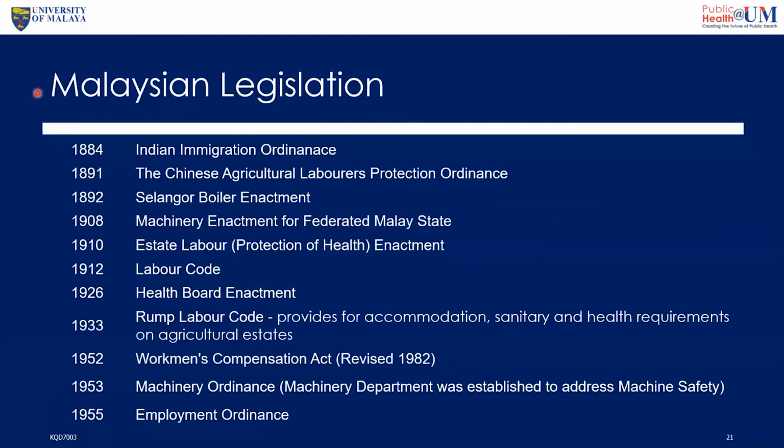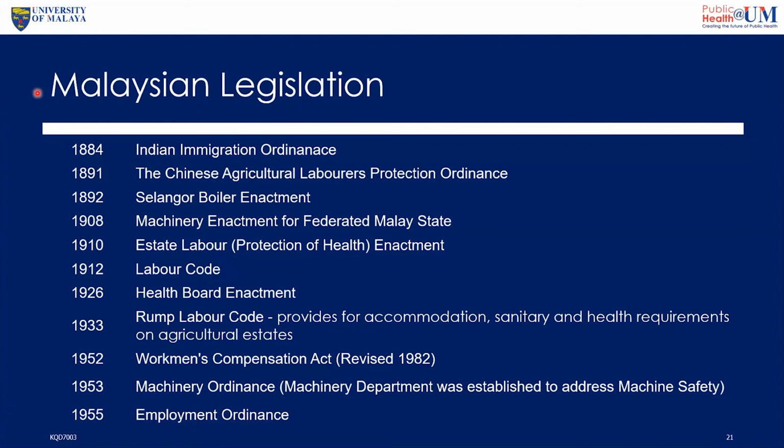So in Malaysia, we have what we call the Indian Immigration Ordinance, the Chinese Agricultural Labourers Protection Ordinance, Selangor Steam Boiler Enactment, Machinery Enactment for Federal Malay States, Estate Labour Protection Enactment, Labour Code, Health Board Enactment, Rubber Labour Code, Workmen's Compensation Act, Machinery Ordinance, and Employment Ordinance. So these are some of the acts that came into place before we attained independence from the British in 1957.